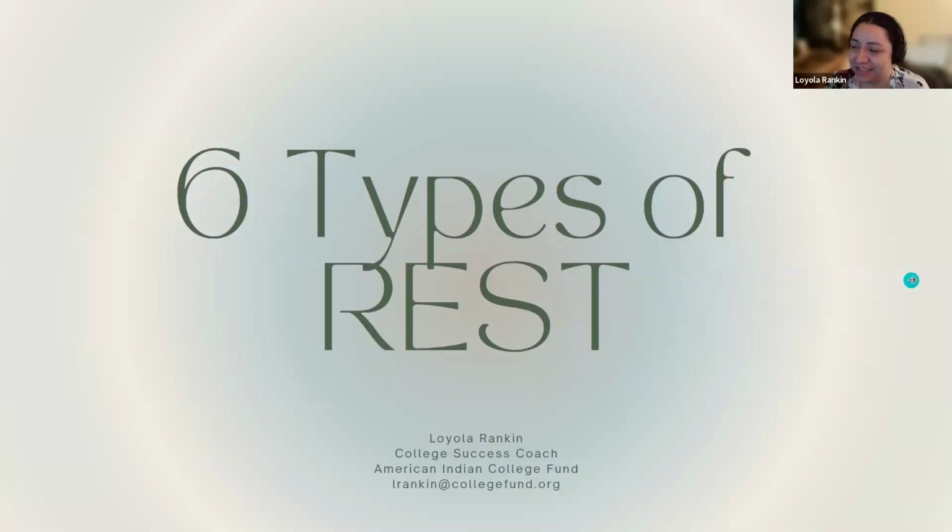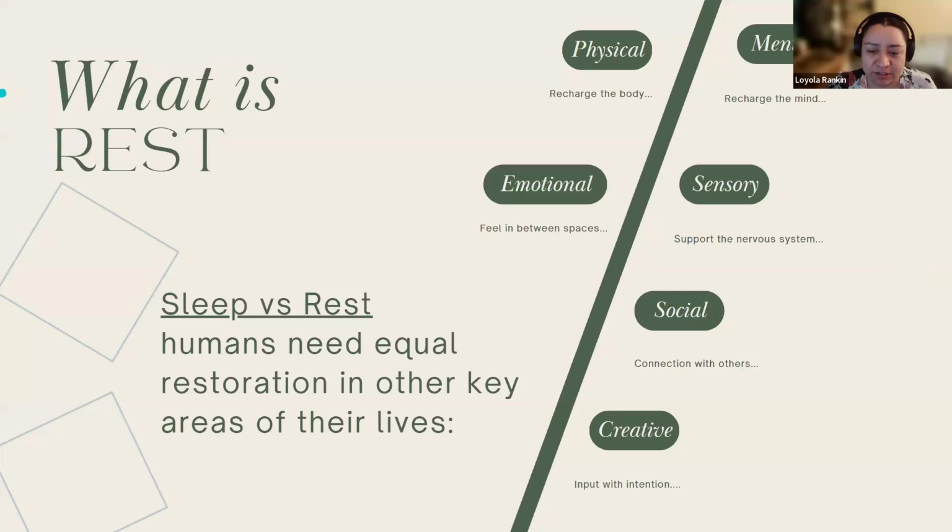Okay, so 6 different types of rest. We're going to be going through each of them together. And of course, the chat function is open, so feel free to utilize the chat if you should like. Okay, so first off, what is rest? What is this concept? And you may be equating rest with sleep, which is true. You can rest and you can sleep.